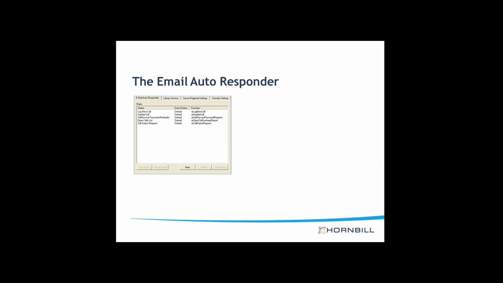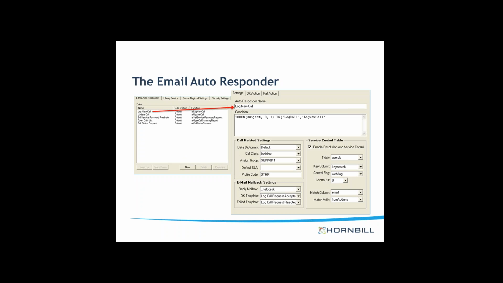Now, the email autoresponder in Supportworks, that's the interface you've been looking at. You have the rules, and same with the email routing rules, you can move them up and down, you can delete and add new rules as well. Let's take an example, for example, the log new call. This is where you set up your autoresponder rule.